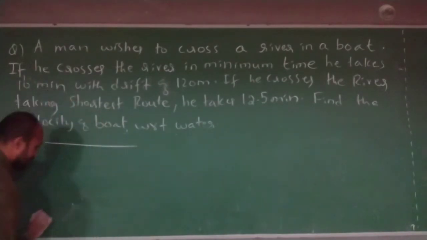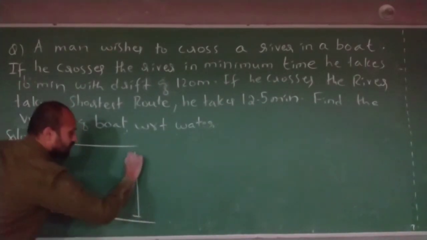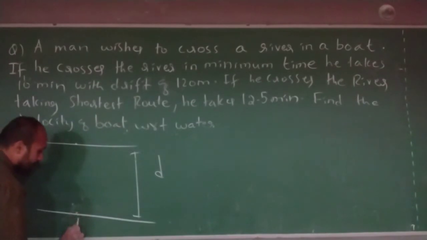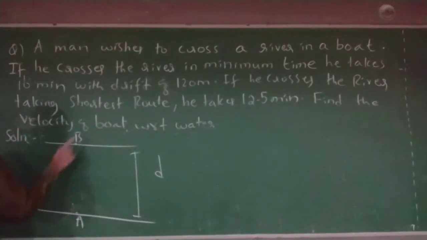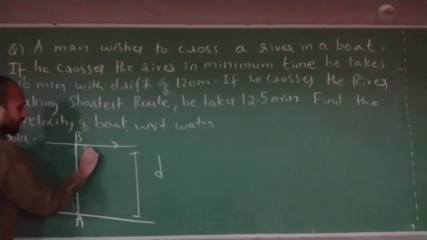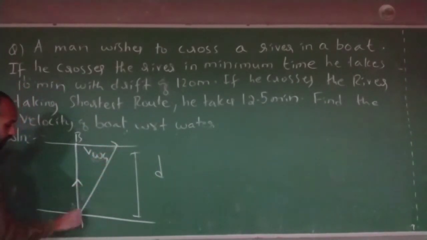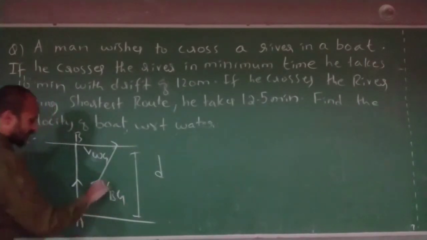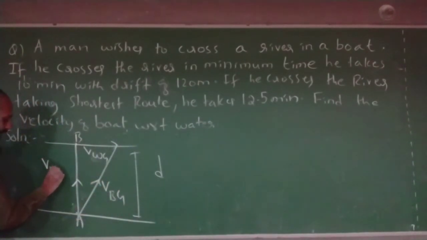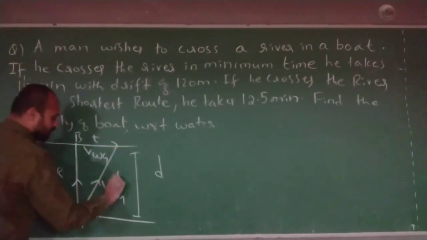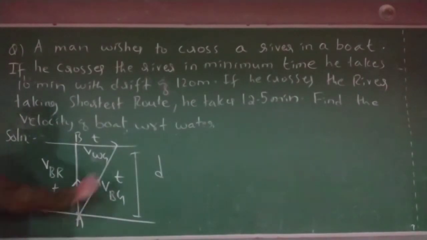Let me draw. First case, let us take width of the river D, point A, B. For the minimum time taken, he has to travel like this, such that the velocity of river will push like this, velocity of water with respect to ground will be like this, and his velocity of boat with respect to ground will become like this. He will travel with velocity of boat with respect to river perpendicular, such that the time taken for all of them will be t. Are you understanding? This is point C. This is for the first case.